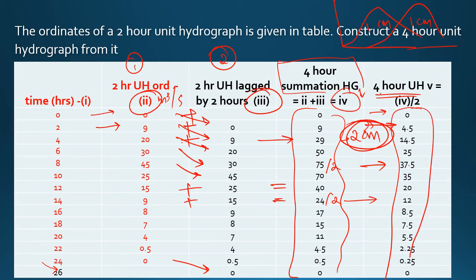And do that for all the values. You will get the ordinates of the 4-hour unit hydrograph, which is to be found out, or which is asked in the question. So this is the method to do it. Now let us move on to the graph.